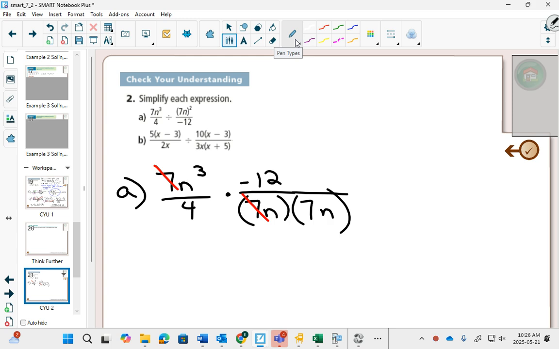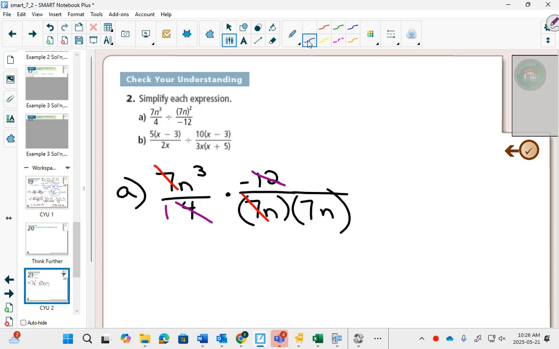Next, purple. I'll look at numbers. Anything else you see that you could do with numbers? Okay, I see the 12 and the 4. Can you see that the 12 would get canceled with the 4? Now, that's going to leave a 1 there. It's going to leave a 3 there.